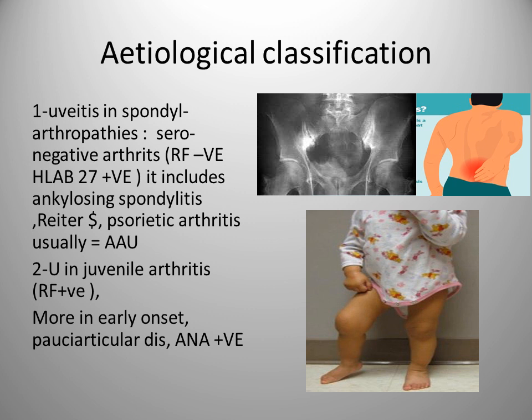Number two, uveitis in juvenile arthritis. These are juvenile arthritis cases who are rheumatoid factor negative. They have associated uveitis, but in the form of chronic anterior uveitis. As you know, juvenile arthritis has three types: Still disease, polyarticular, and the pauciarticular type. Some of them are ANA positive, some of them are negative, some have early onset, some have late onset. So those with early onset arthritis, those who are pauciarticular, and those who are ANA positive are at high risk of having associated uveitis.